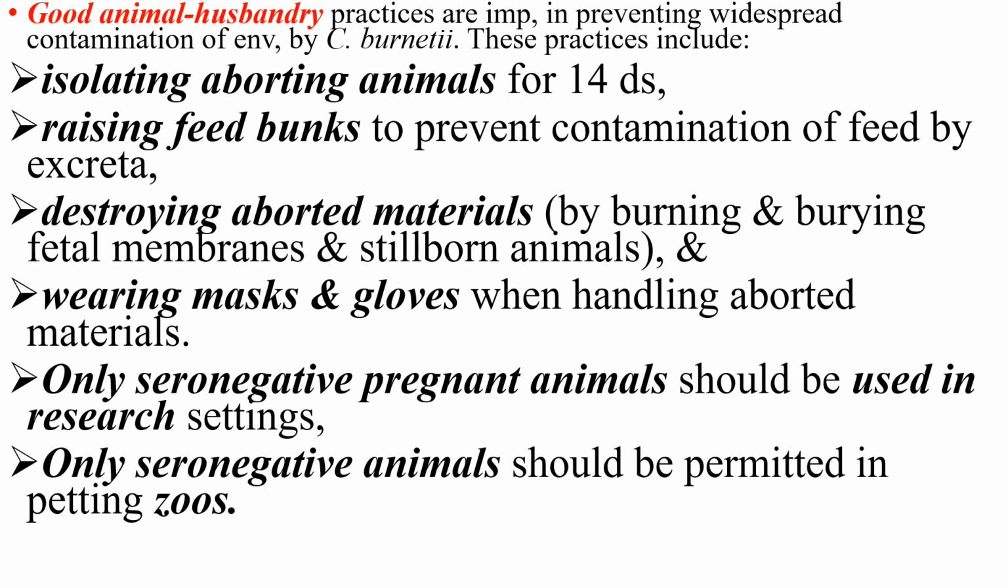Good animal husbandry is the main way for prevention. These practices include isolating aborting animals for 2 weeks, raising feed bunks to prevent contamination of feed by excreta, destroying aborted materials by burning, and burying fetal membranes and stillborn animals.